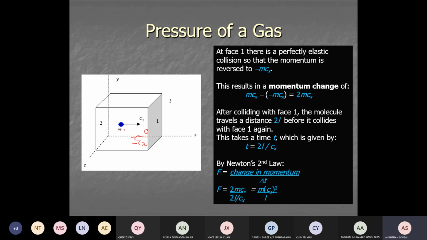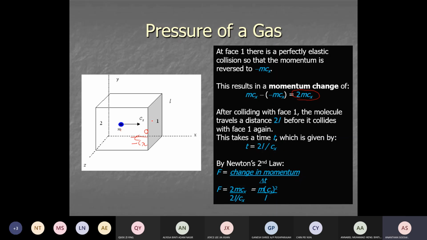The change in momentum of the particle is mcx minus negative mcx, because mcx to the right minus negative mcx. So the total change in momentum experienced by the particle is 2mcx. The wall also experiences the same magnitude of change of momentum.